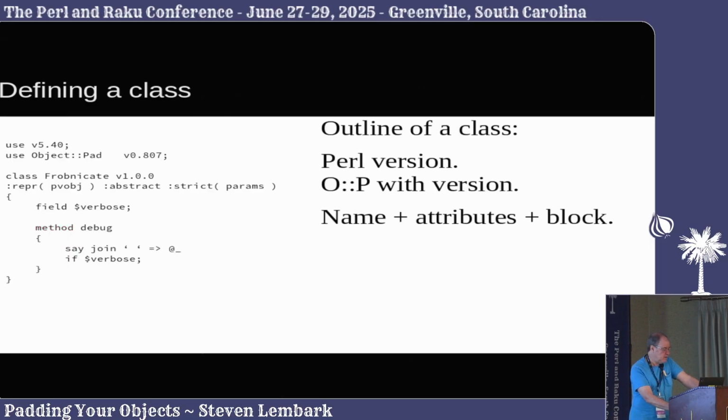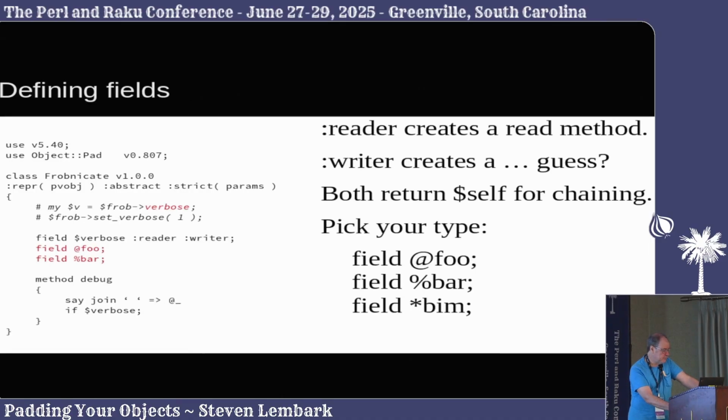So this is a working basic outline of a class. You've got Perl, you've got the object pad, and you've got a name, attributes, and some block that describes it. Making sense? I'm going to try and go pretty quickly because I've got about 90 slides here. So defining fields, that's the next bit of fun and games.